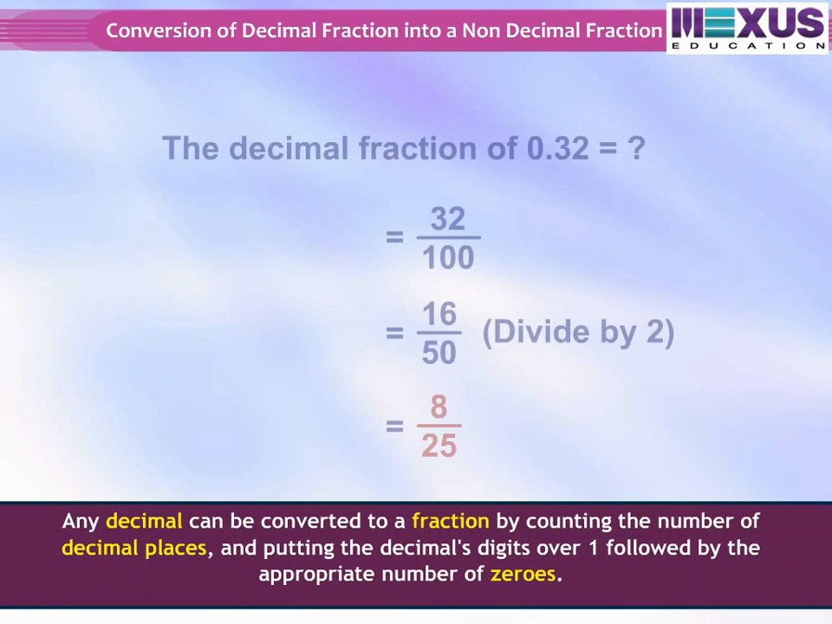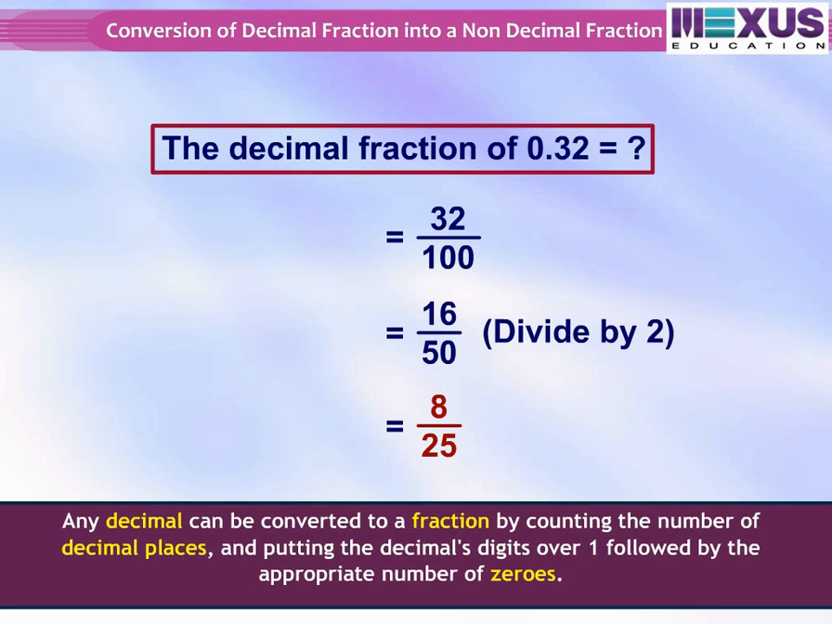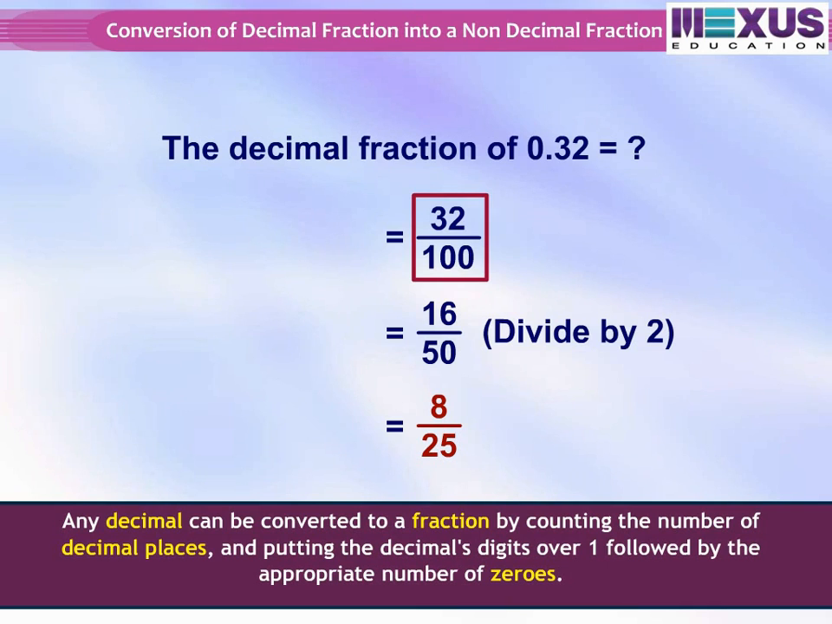Any decimal can be converted to a fraction by counting the number of decimal places and putting the decimal's digits over 1 followed by the appropriate number of zeros. For example, the decimal fraction of 0.32 is equal to 32 by 100, as 2 digits are in the decimal part. When simplified, it gets 16 by 50 and further simplified gets 8 by 25.